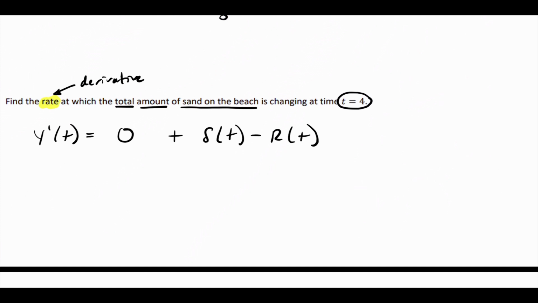Now what do I need to do? Plug in t equals 4. Now plug in t is 4. 0 plus s of 4 minus r of 4. What do you get?